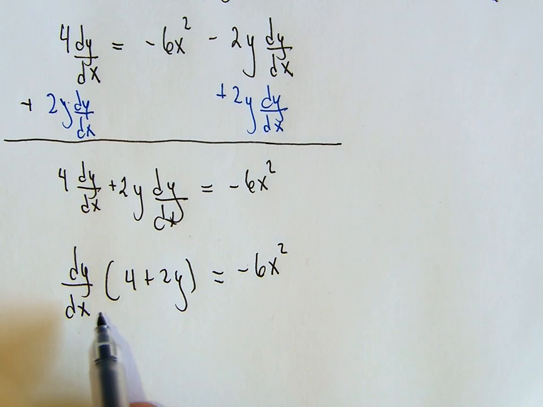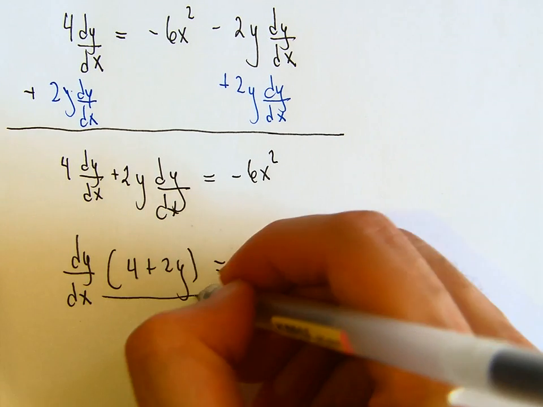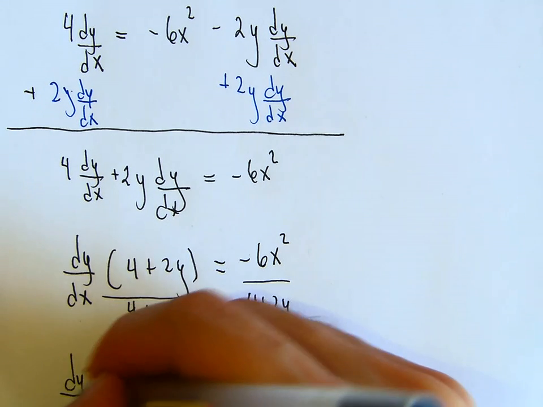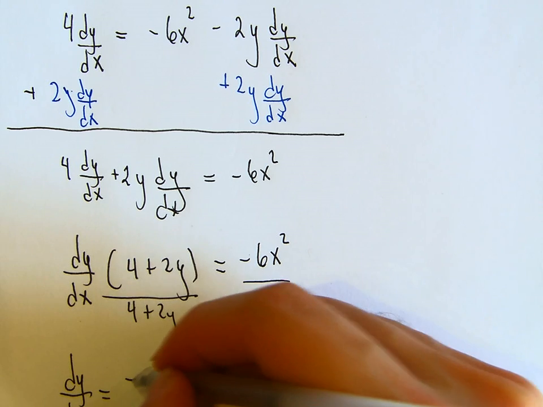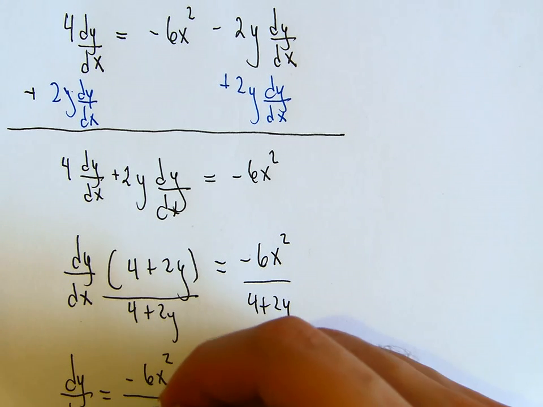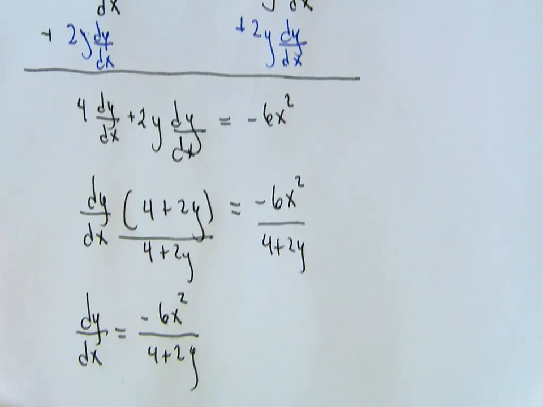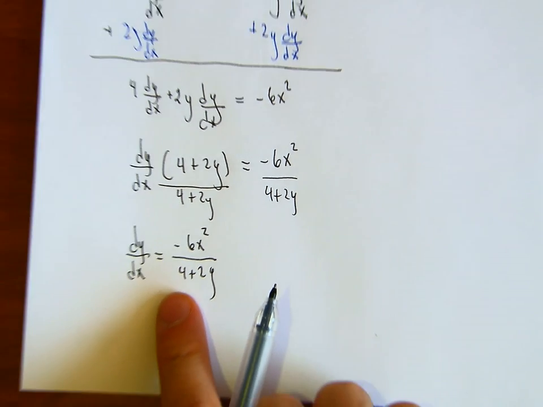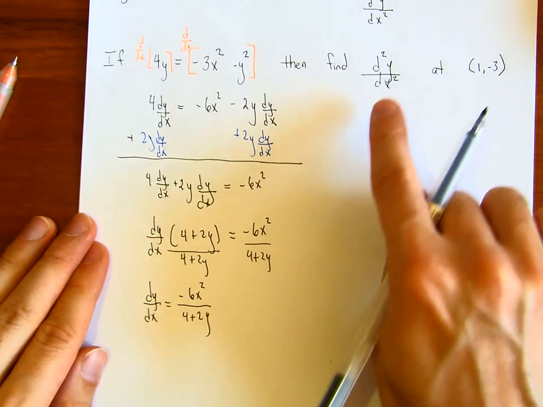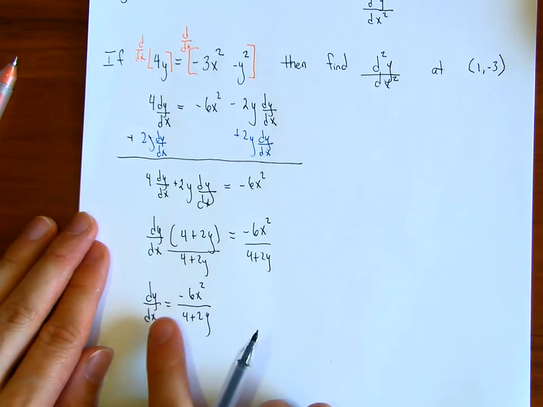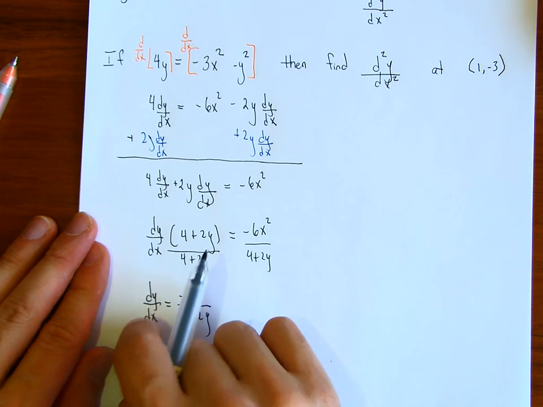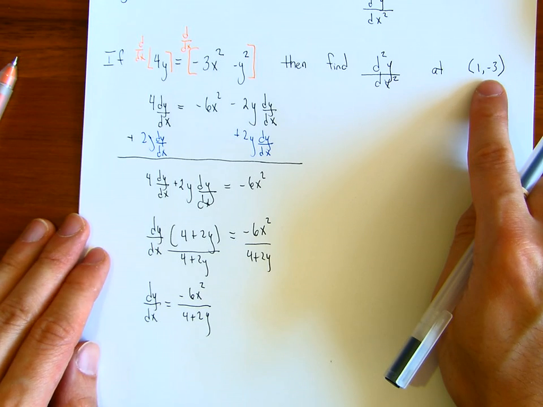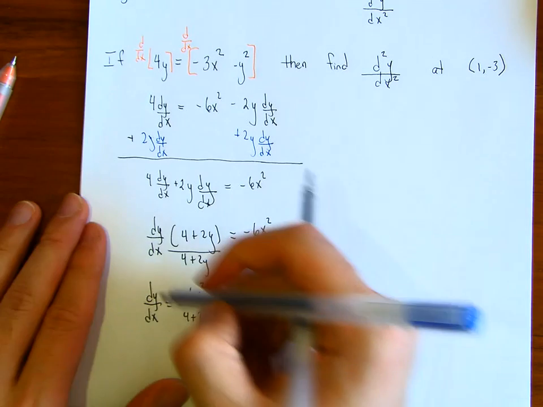Okay? And then how do we get dy dx by itself? Divide both sides by the 4 plus 2y, and notice that dy dx is equal to negative 6x squared over 4 plus 2y. Okay? So congratulations, we have dy dx. But that's not what the question's asking us to do. The question is asking us to find d squared y over dx squared. So what we need to do is take the derivative of this again. And then at the very end, we plug in the 1, negative 3.